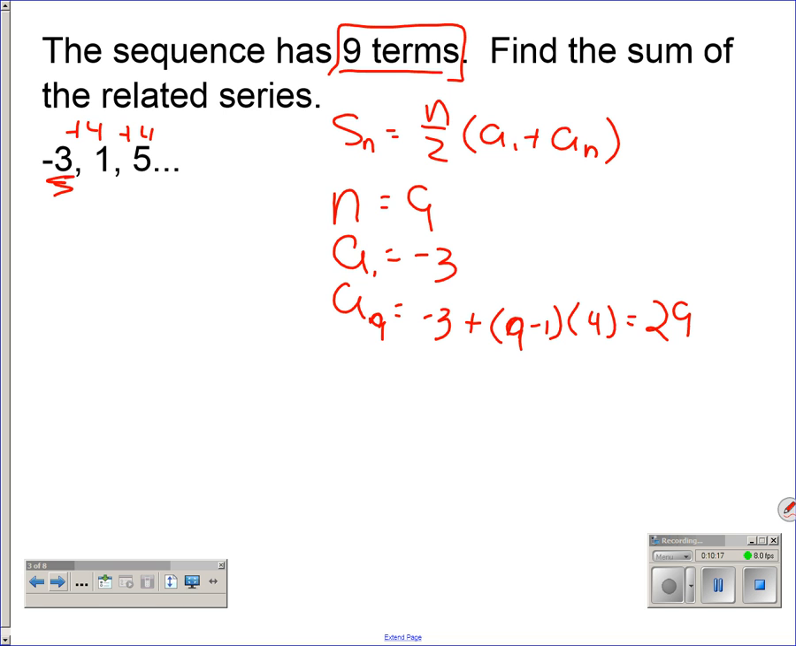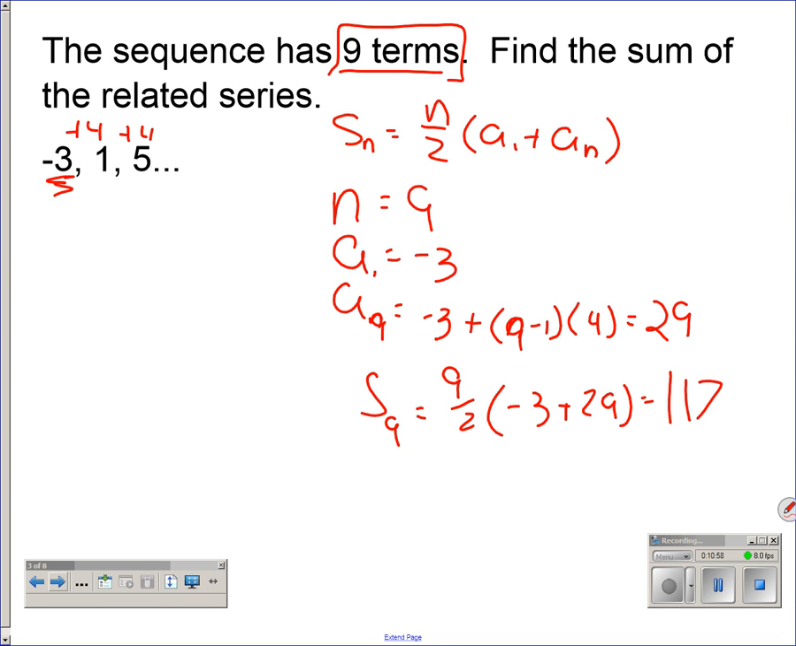All right, so I have my first term as -3, I have my last term as 29. Just plug all those into your formula and you're good. So if I want to know the sum of the first 9 terms, it's just equal to 9 divided by 2 times my first term, which is -3, plus my last term, 29. And that'll evaluate the series for you. That'll find that sum. 117? Yeah. Sweet.